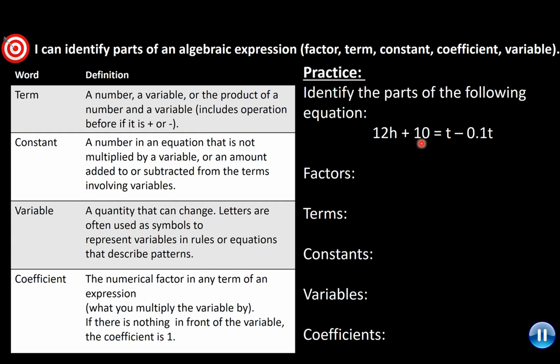So now it's your turn. Here's that pause button again that lets you know you're going to practice. Go ahead and pause this video at this point, and you're going to identify the parts of the following equation, which is 12h + 10 = t - 1/10 t. Please make sure you find the factors, terms, constants, variables, and coefficients. Go ahead and pause the video now.